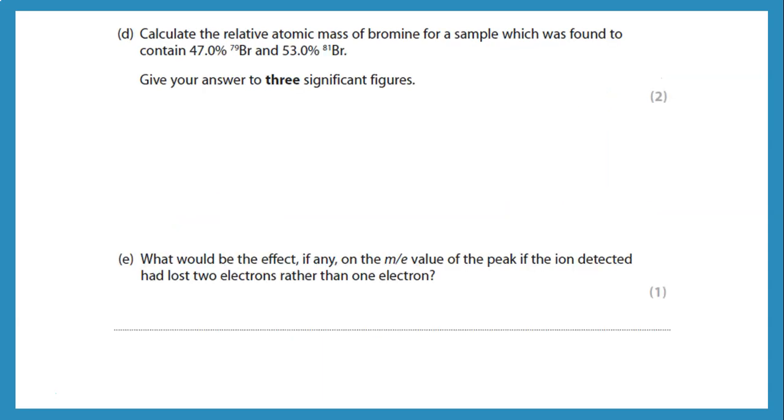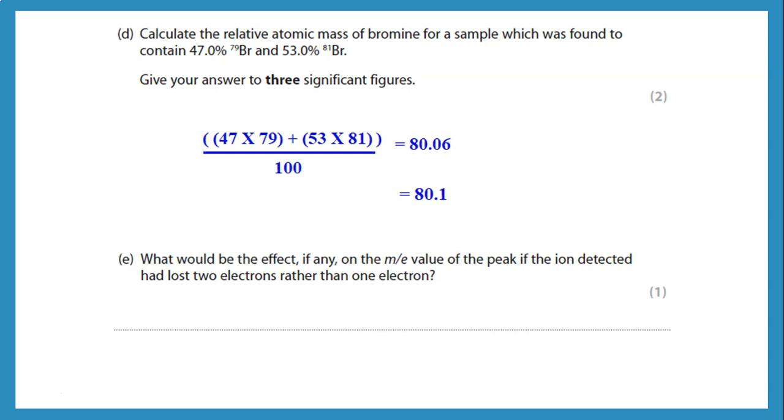Calculate the relative atomic mass of bromine for a sample which was found to contain 47% of bromine 79 and 53% of bromine 81. Give your answer to three significant figures. So again, what we're doing is just abundance times mass plus abundance times mass, over 100. Remember that he's saying give your answer to three significant figures. So is 80.06 my answer? I have to put it in three significant figures.